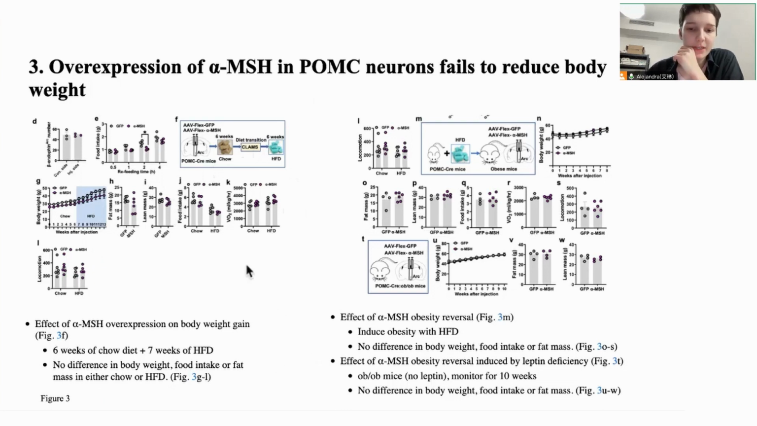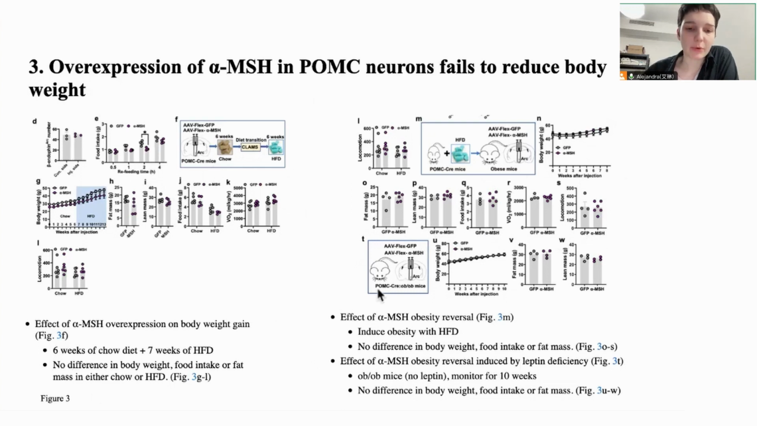To examine the potential effects on obesity reversal by alpha MSH, they first fed POMC mice a high-fat diet to induce obesity. This will be this part of the experiment, to induce obesity. Then they delivered the adenovector, and again, they found no difference in body weight, food intake, or even fat mass. We can see these parameters in here.